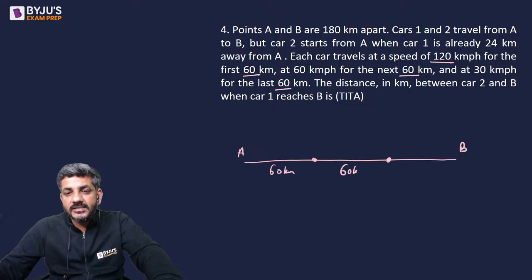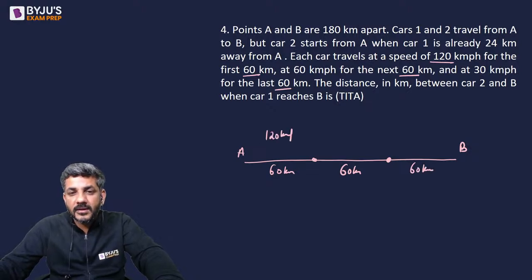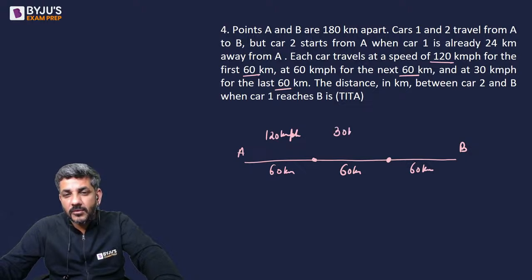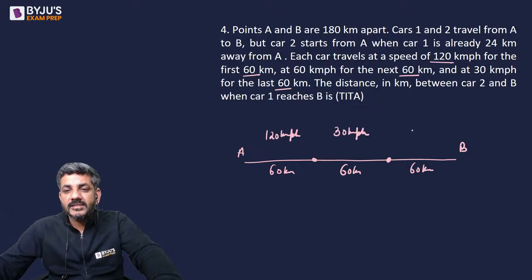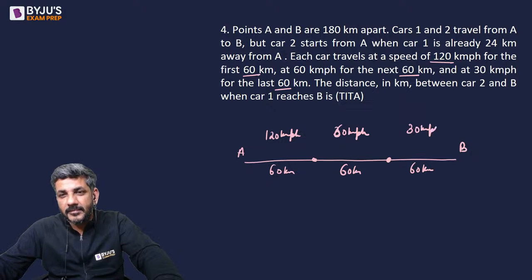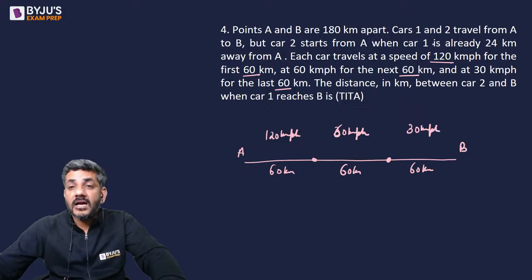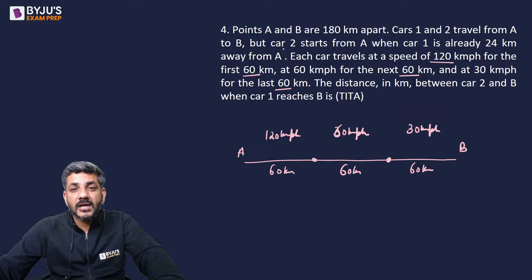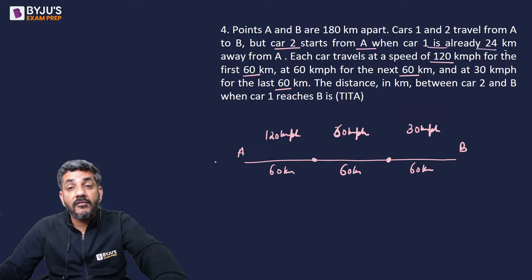So in the first 60 kilometers, the speed of the cars is 120 kilometer per hour. In the next 60 kilometers, the speed of the cars is 30 kilometer per hour. And in the next 60 kilometers, the speed of the cars is, this was 60 and this was 30 kilometer per hour. He says that car 1 and 2 travel from A to B, but car 2 starts from A when car 1 is already 24 kilometers away from A.